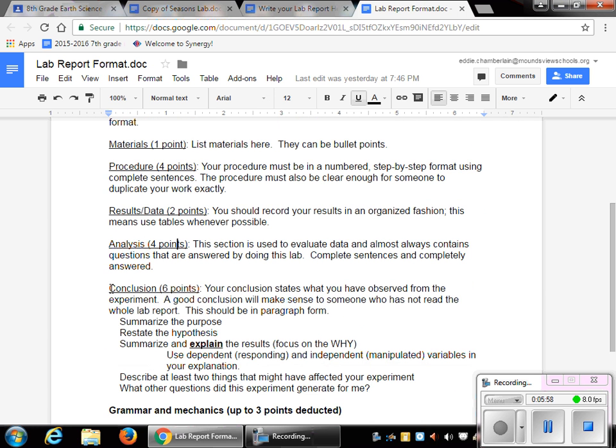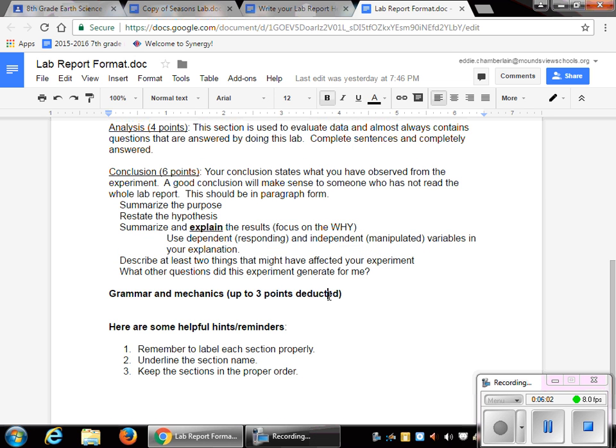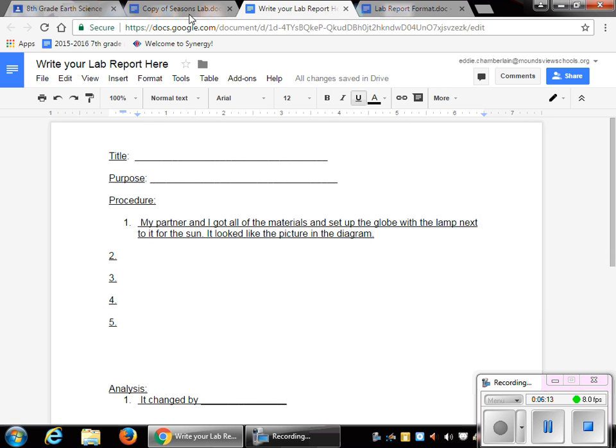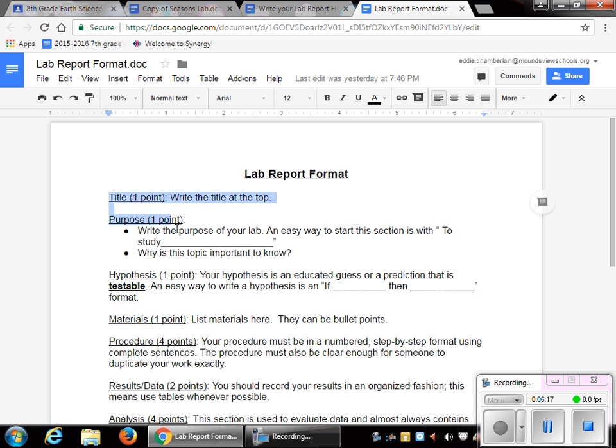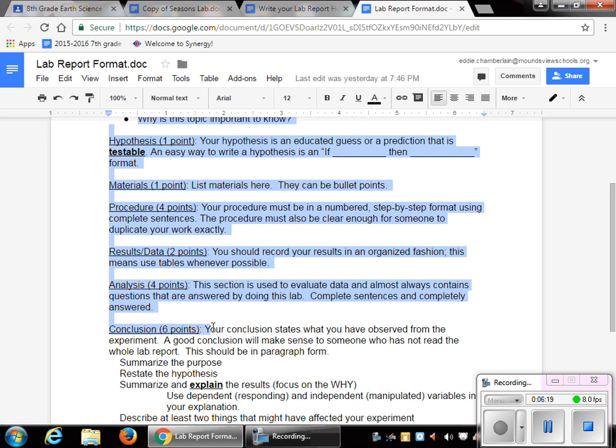The conclusion is the part that we're going to do tomorrow, and I've got up to 3 points included for the correct grammar and mechanics, meaning you don't get 3 points, you could just lose up to 3 points. But if you use capitals and periods and complete sentences, you should be fine. So today, all we're going to focus on is trying to pound out the title all the way through the analysis. Don't bother doing the conclusion. We'll work on that later.